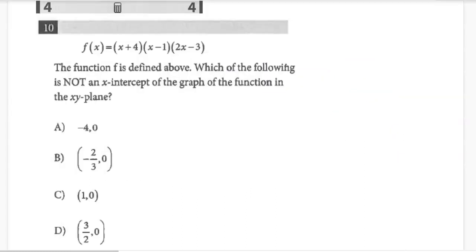Number 10, they give me a function, and this type of problem is on almost all of these SATs. They give me a function, and they write it out as factors. So this is in factor form. What's really nice about factor form is I could multiply all of those out to find the exact equation, I could do FOIL a couple times. But factor form allows me to find the zeros of the function really easy. And the zeros of the function, that is the x-intercept. A zero is an x-intercept.